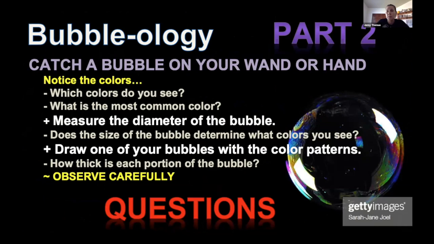Measuring the diameter of the bubble, you can use any kind of measuring stick like a ruler, and if you soak it in the solution, you can stick it through the bubble without bursting the bubble. So looking at the size of the bubble and how thick is each portion of the bubble, again, based upon the light that you see coming off of it, the coloration.